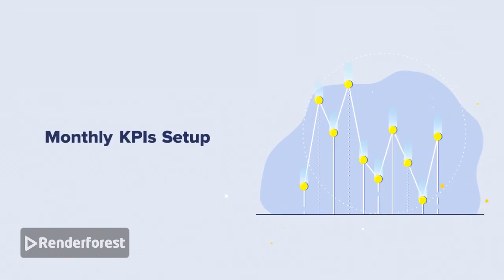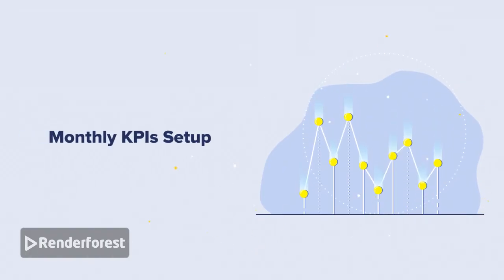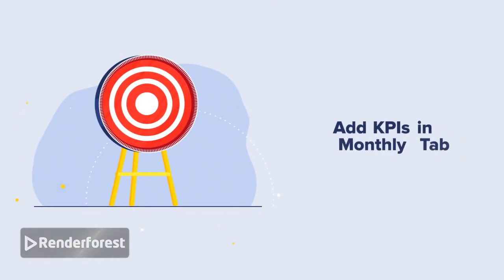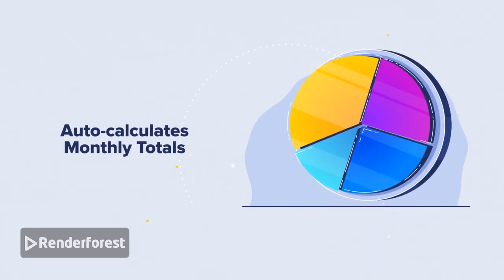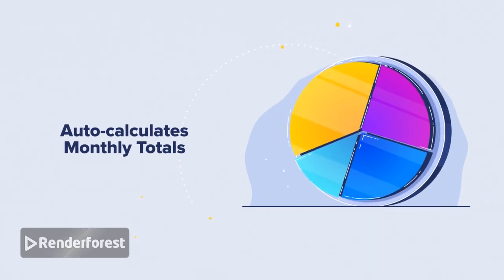Monthly KPIs setup. In the Monthly tab, add KPIs with name, baseline, target. Enter monthly values, January to December, auto-calculates totals and trends.